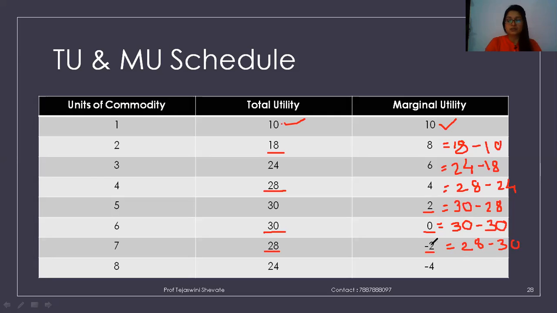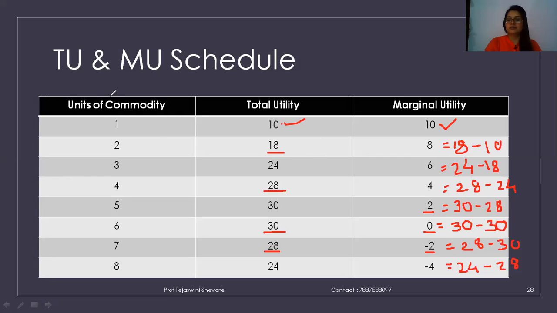If I still consume one more mango, that is the eighth mango, the total utility keeps on falling, which turns out to be 24, and my marginal utility goes deeper into negative. How do I find this? 24 minus 28 will give me negative 4. So now what you need to pay attention to, when we are going to study the relationship, is that you need to understand that a total utility and marginal utility schedule is prepared.